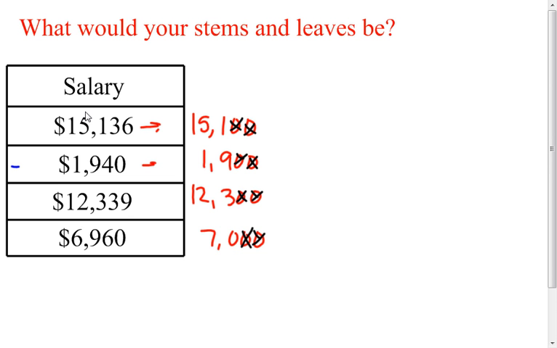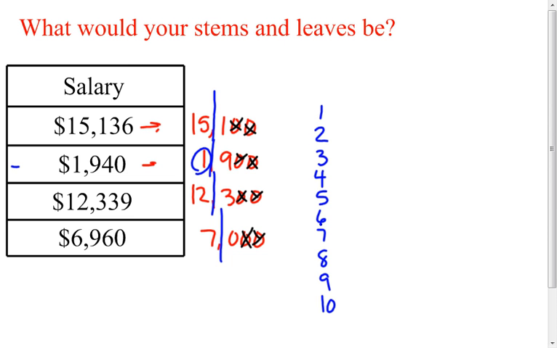And I'm going to put my divisions in. Again, your leaves can only be a single digit number. So I would have 15 as my stem and 1 as my leaf. 1 is my stem, 9 is my leaf. 12 is my stem, 3 is my leaf. 7 is my stem, 0 is my leaf. So now my smallest stem would be 1. And then I would go like this, all the way up till I get to my biggest stem, which would be 15. And I'm not going to take the time to write all these numbers, but this is what it would look like.